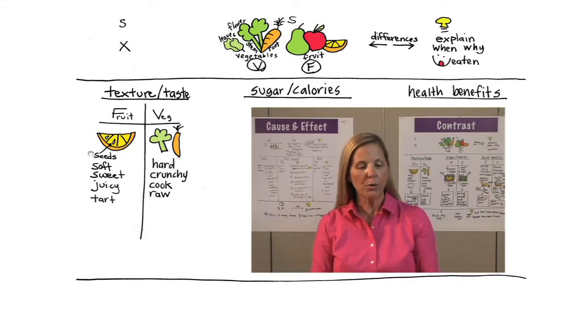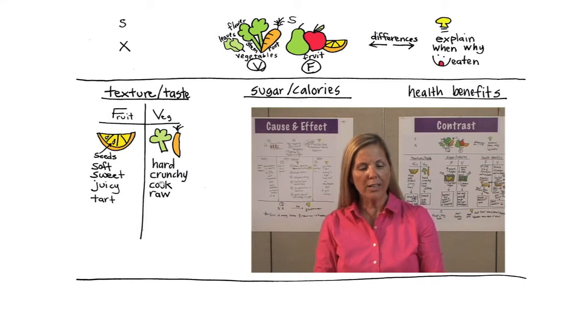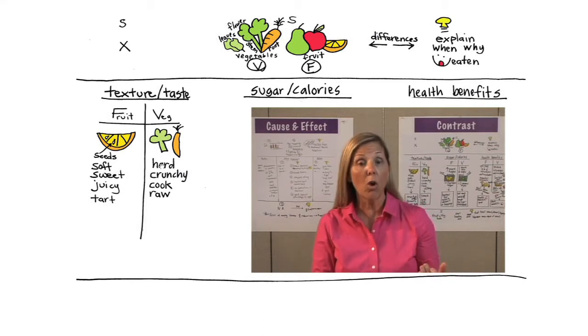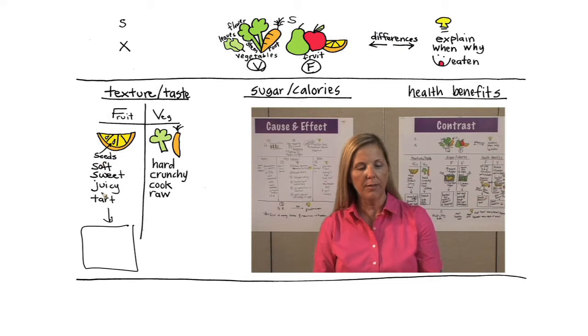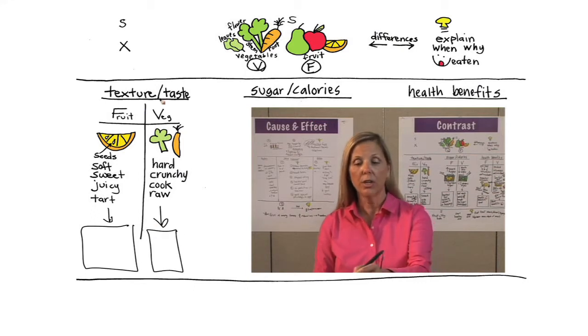When we looked at fruit, we talked about how fruit has many times seeds in it. It's soft, sweet, juicy, and tart. For vegetables, hard, crunchy. You can cook them, you can eat them raw. We record down the fruits and vegetables, and next we need to show what's the effect of the texture and taste of the fruit when it comes to when and why I eat them. What's the effect of vegetables, the taste and the texture, that explains when and why I eat them?